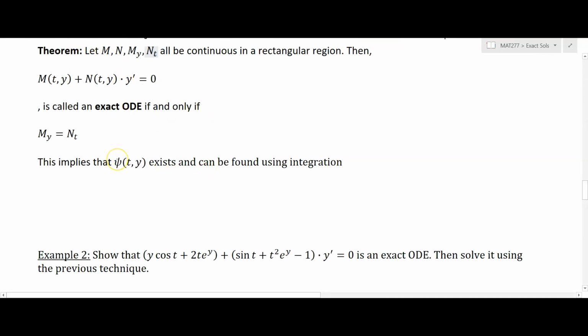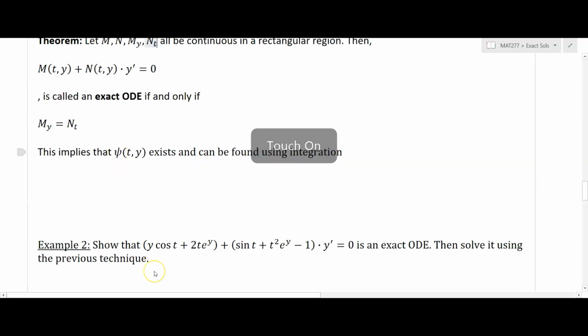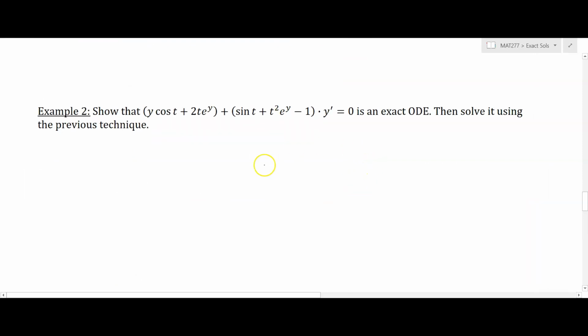So in this first case, we have y cosine t plus 2t e to the y, that's going to be my N of t,y. And this coefficient, I see that that's in front of y prime, so that looks like I can identify that as M of t,y. And now I have the exact differential equation, no pun intended. We're going to show that it's an exact ODE, and then we're going to solve it using the previous technique.